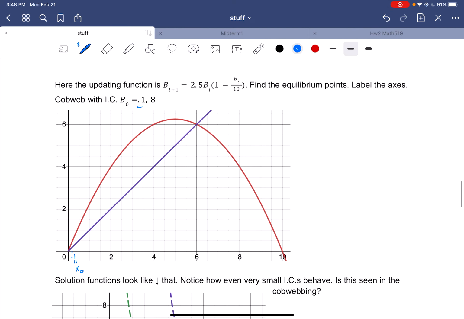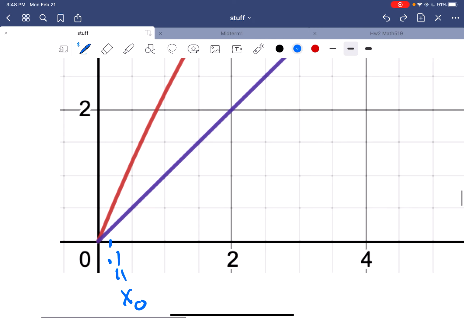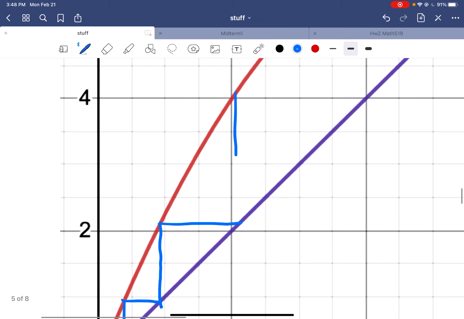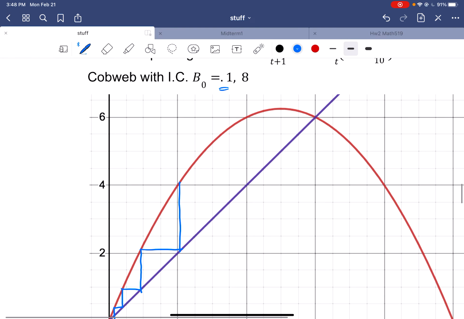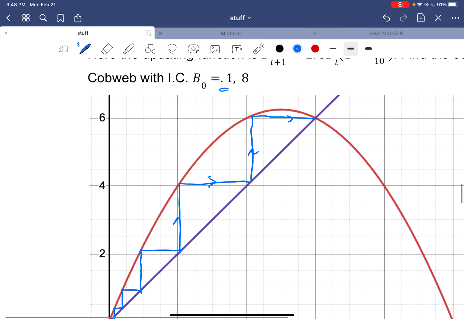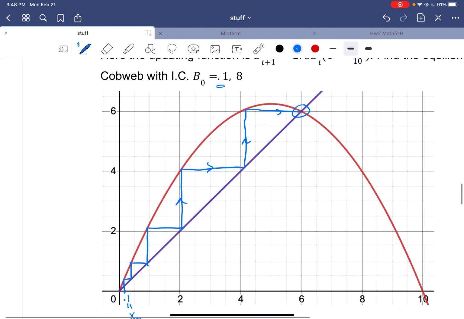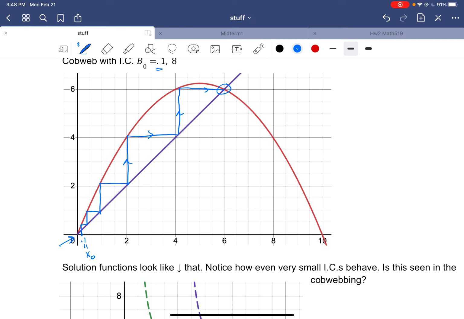And now I'm going to cobweb. So I go up to my updating function. That was kind of slanted. Let's try this again. Boom, over, up, over, up, over, up, over, I guess good enough. You know, you can see we are heading towards equilibrium here. Okay, but we're heading towards this one. We headed away from that equilibrium point because, you know, 0 is another intersection point.